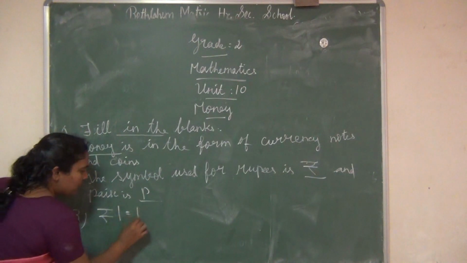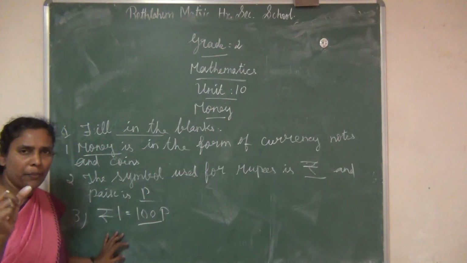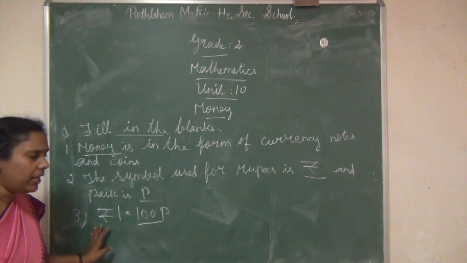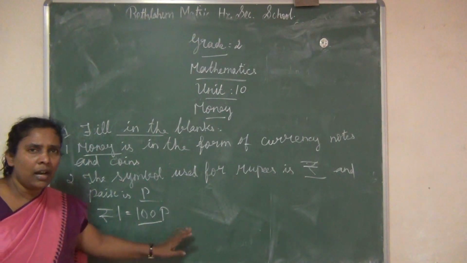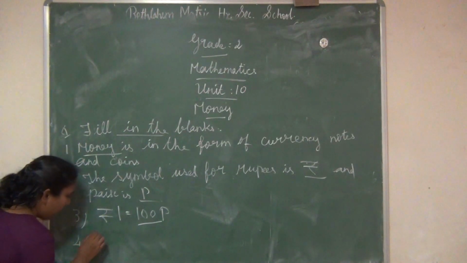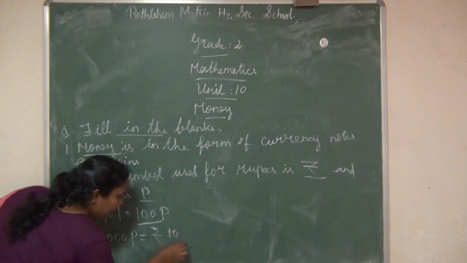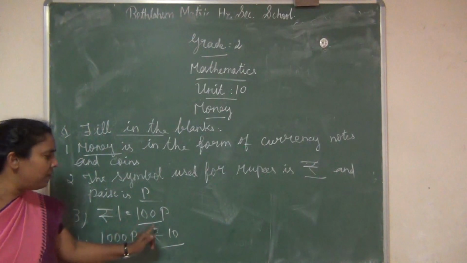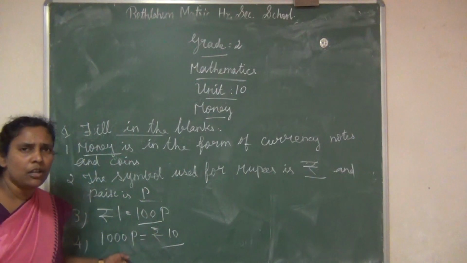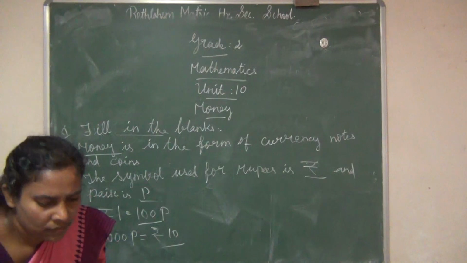Rupees 1 equals 100 pies. So we all know about rupees 1. So 100 pies together are called 1 rupee. So rupees 1 equals 100 pies. Have you understood? Next, the fourth one. 1000 pies equals rupees 10. 1 rupee means 100 pies. So 1000 pies means rupees 10. Okay, listen to the fifth one.